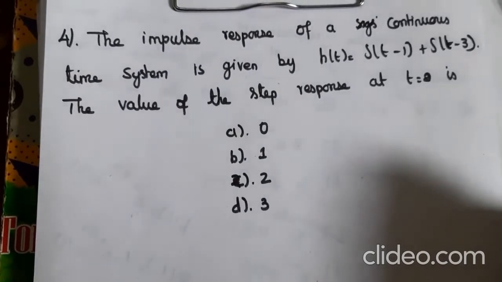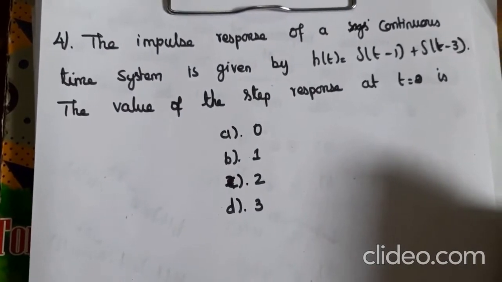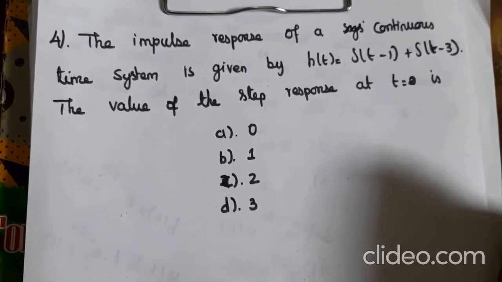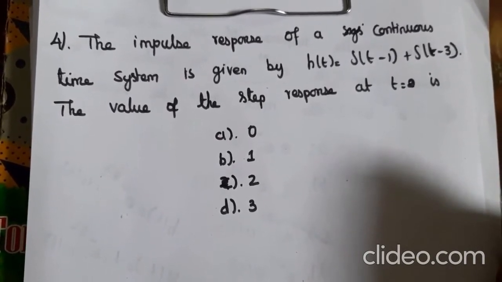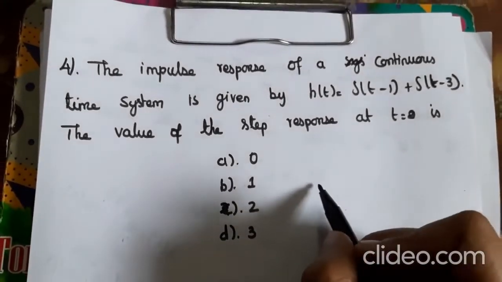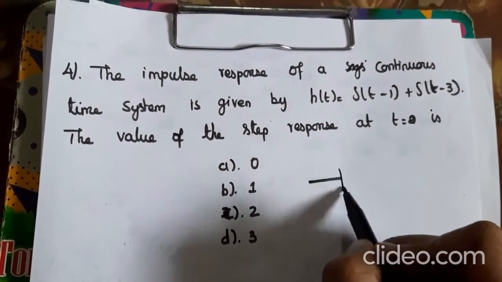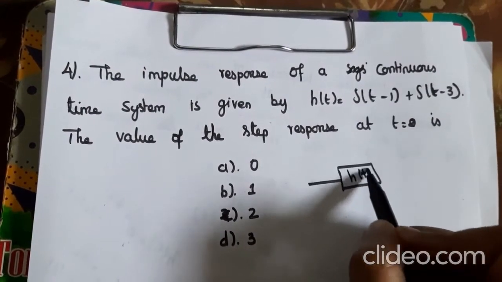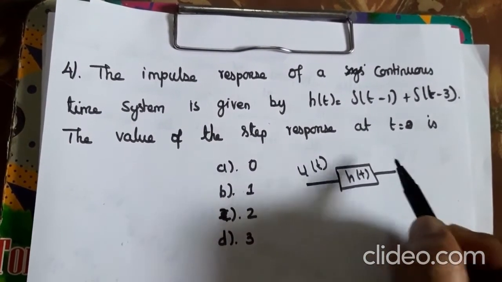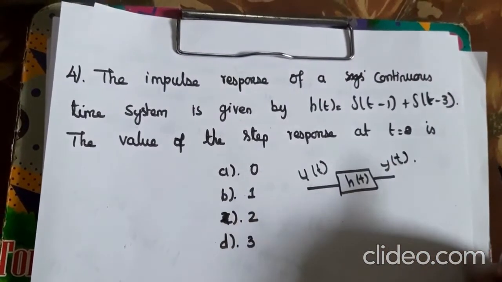Fourth question, the impulse response of a continuous time system is given by h of t is equal to del of t minus 1 plus del of t minus 3. The value of the step response at t is equal to 2 is. So considering the function, this is h of t, the impulse function. The input is the step function u of t, and we will get output y of t.